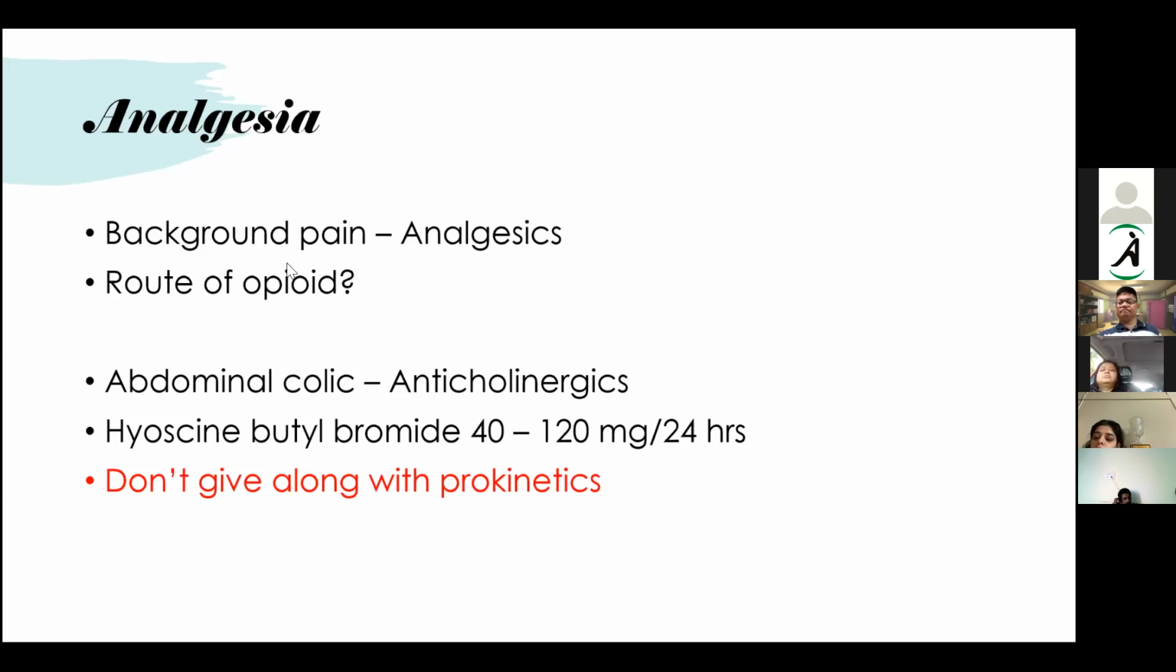The second type of pain would be abdominal colic. So especially in the early stages of obstruction, the cause of pain would be the bowel contracting against an obstruction. So abdominal colic, again, the drug of choice will be hyoscine butyl bromide, 40 to 120 milligram per 24 hours. See, the one thing about hyoscine butyl bromide is don't ever give it along with the prokinetic. So what we are trying to do with the prokinetic is increase the peristalsis and then push the contents forward. Anticholinergics, what they will do is decrease the peristalsis and decrease the secretion. So if we give both of them together, we are actually failing our own purpose. So don't give them together. Either anticholinergics or prokinetic agents can be given. So that is about analgesia.